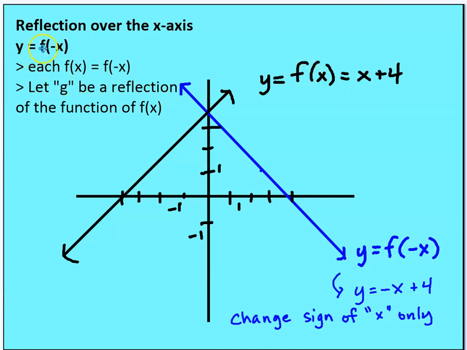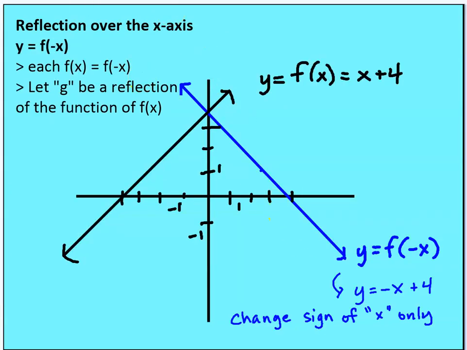So f of negative x is different from negative f of x. Negative f of x, I change the sign for every term in the function. And now with f of negative x, I'm just changing the sign of the values associated with x, or the terms that include x. And so this becomes y is equal to negative x plus 4. So I'm changing the sign of x only. And I end up with a reflection.